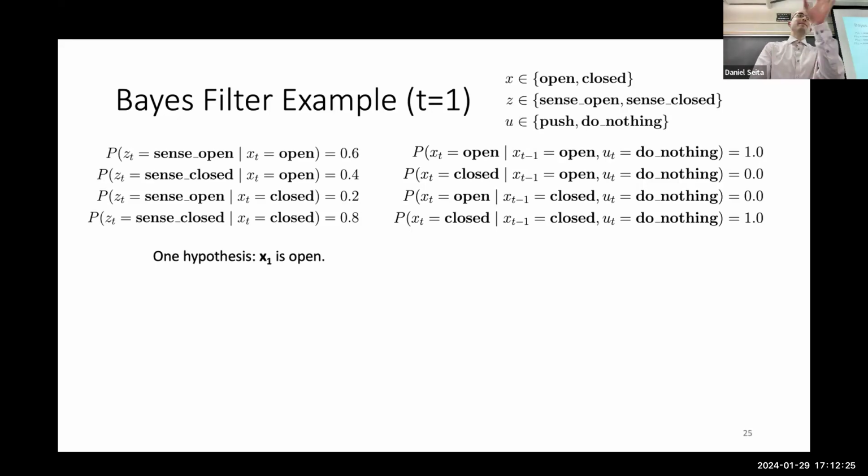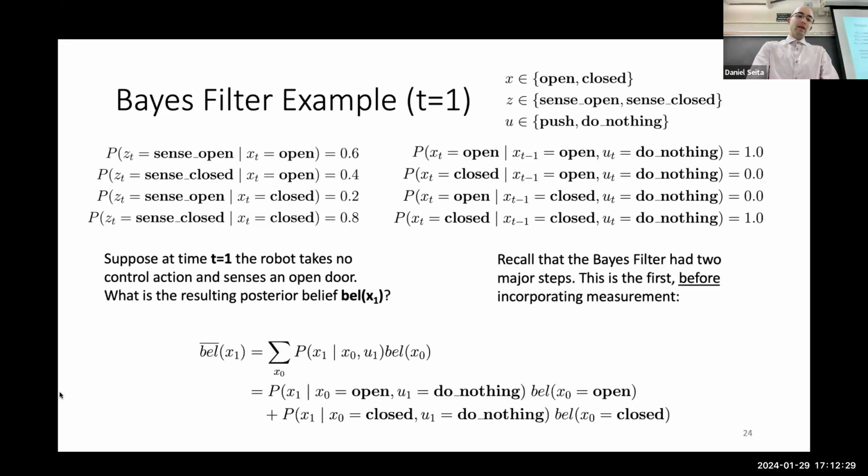So it was kind of misleading to say what is the value. If I say what is this thing, belief overline of x1, you have to give the full distribution, right? You have to say what happens if x1 is door open, or what happens if x1 is door closed. So you have to give me the values for both of them.